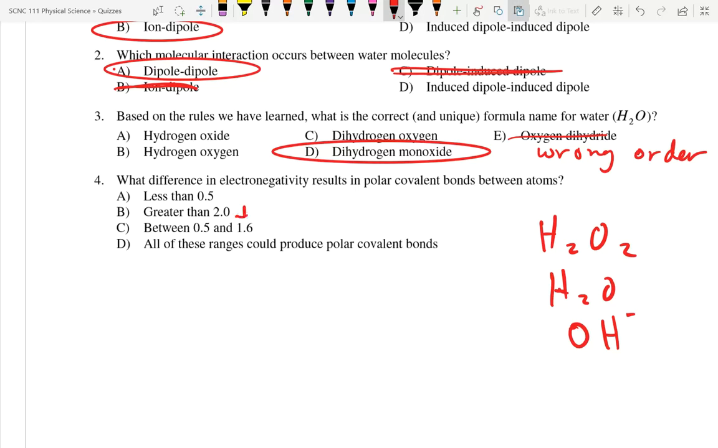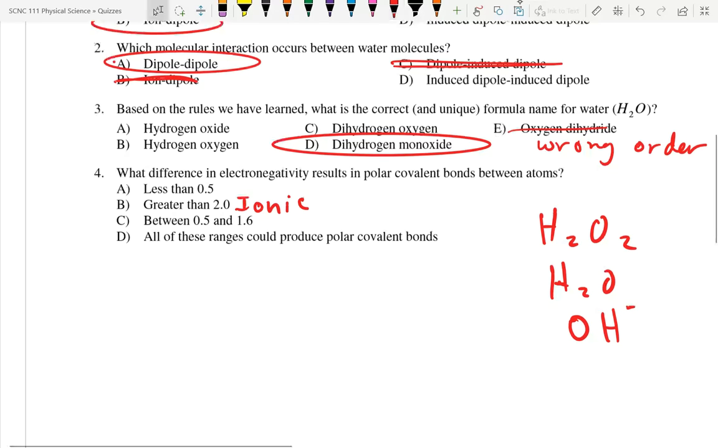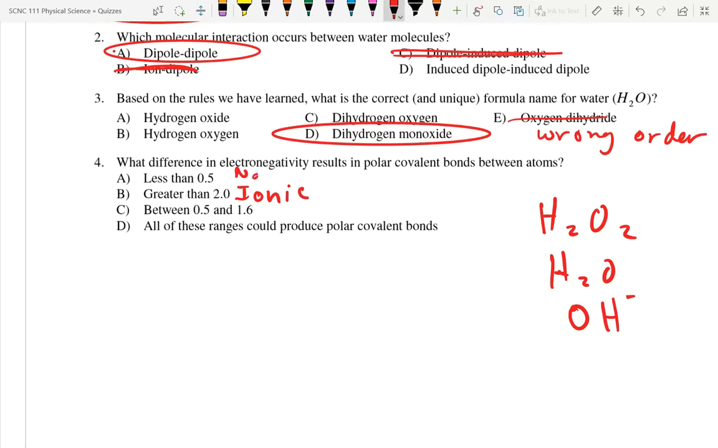So this one here that had greater than 2 is the biggest option. That's going to form ionic bonds. Of course, which one would be nonpolar? That would be the one that has the smallest difference. And so less than 0.5 is nonpolar.